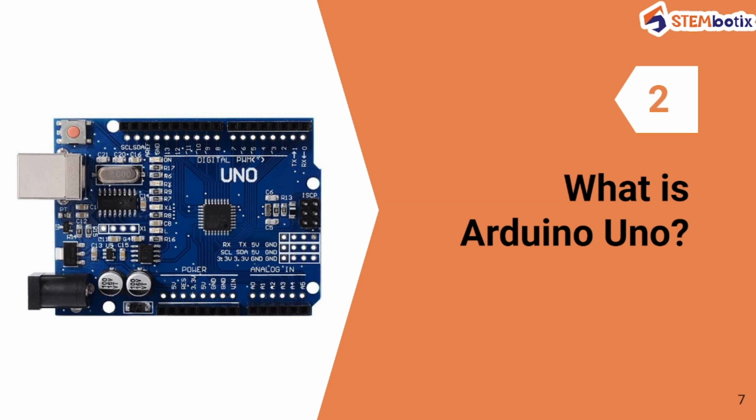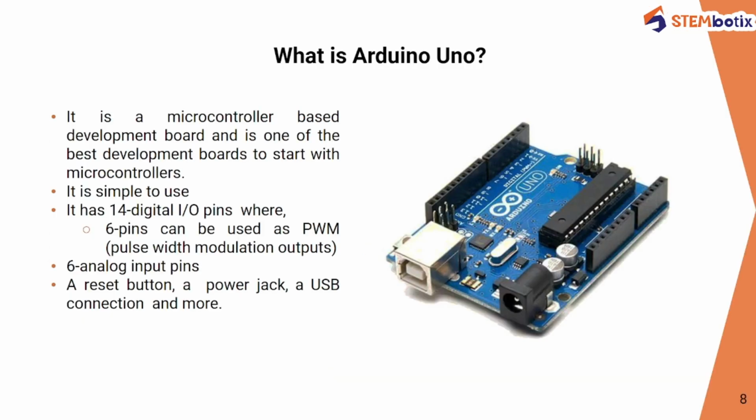Now in the second part we are going to see a typical Arduino Uno board. So what is this Arduino Uno board? This is how your Arduino Uno board looks like. This is the hardware part of your Arduino Uno. It is a microcontroller based development board and is one of the best development boards to start with. Means when you are starting with microcontrollers, you can choose this one and you are ready to go. It is simple to use also.